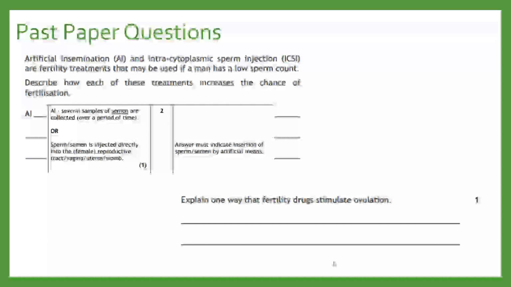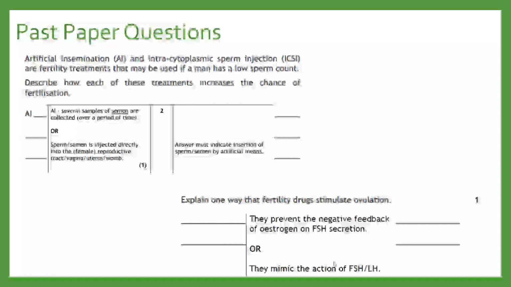Question two was asking you to explain one way that fertility drugs stimulate ovulation. So those were those two options about the prevention of negative feedback on FSH or through the mimicking of the pituitary hormones.